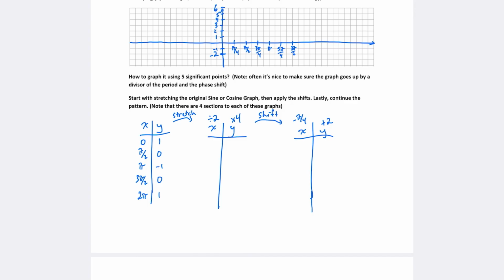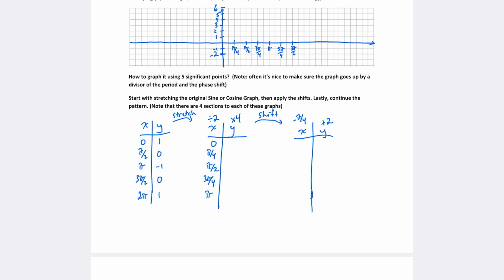So if we divide each of our x's by 2, we get 0. Pi over 2 divided by 2 is pi over 4. Next one is pi divided by 2, so that's pi over 2. 3 pi over 2, if you divide that by 2, is 3 pi over 4. And 2 pi divided by 2 is pi. When you divide by 2, it's like you're just doubling the base. If you're dividing by 3, you'd be tripling the base, the denominator.